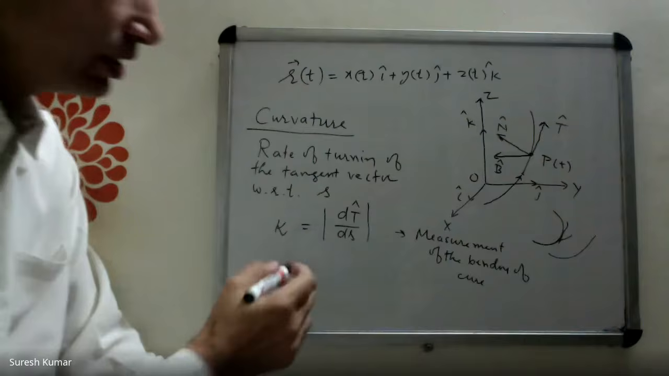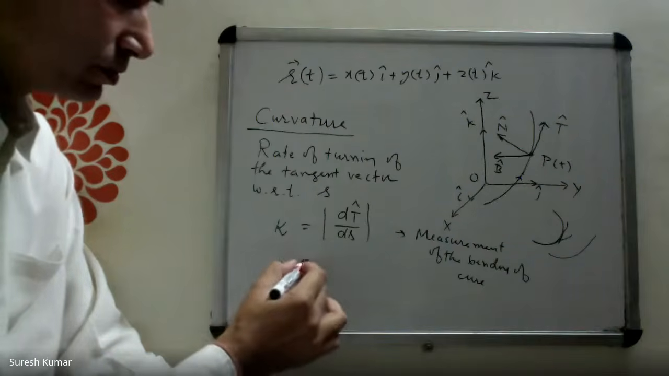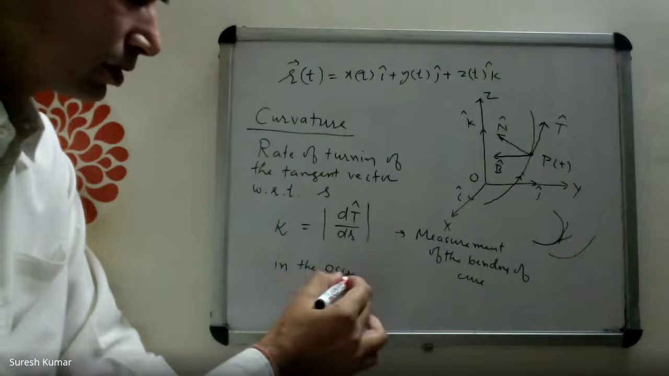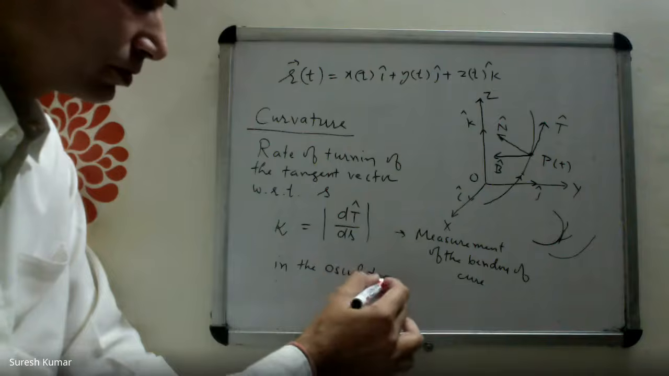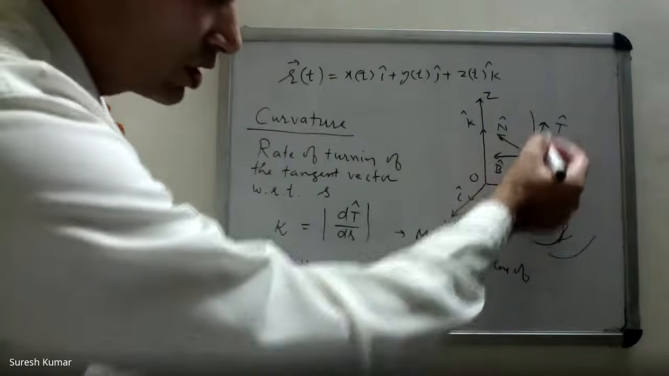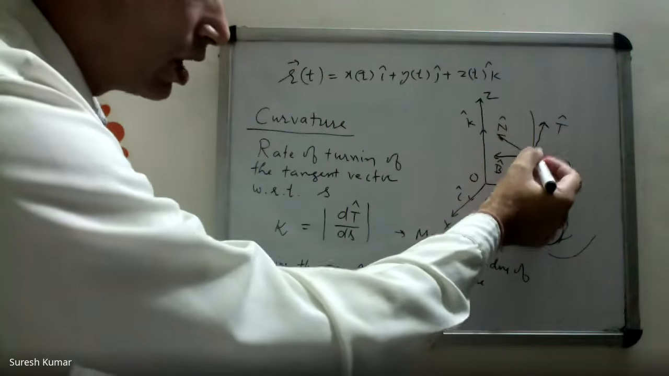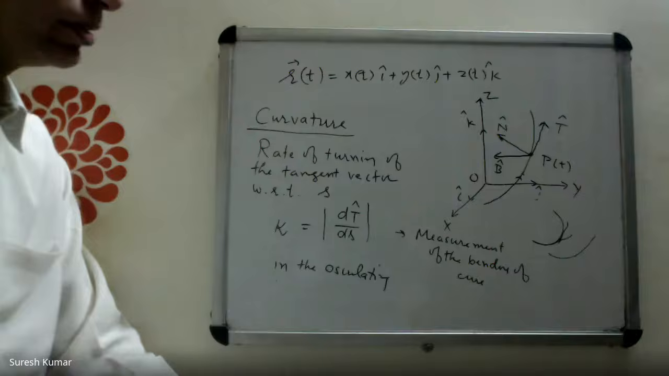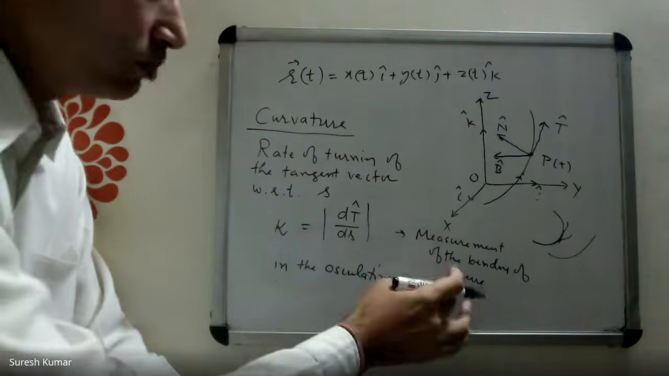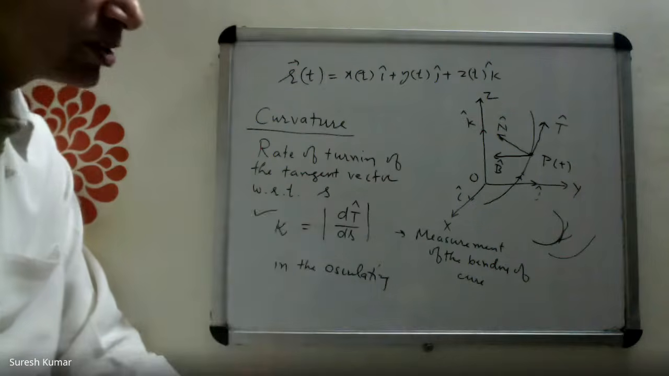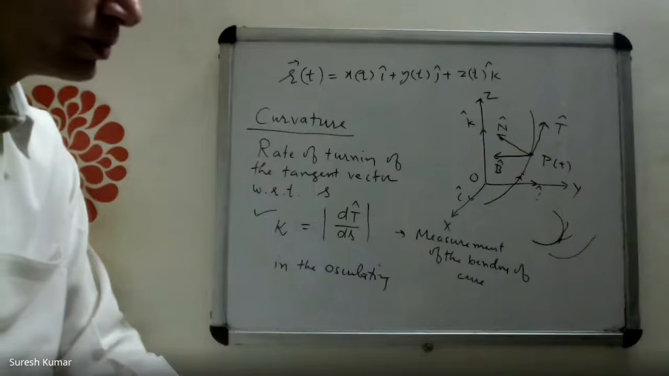Bending, where you will see in the osculating plane. So this is your curve, this is the tangential direction. So we would like to see how much it is bending at point P. And that amount of bending is characterized by this parameter called curvature.